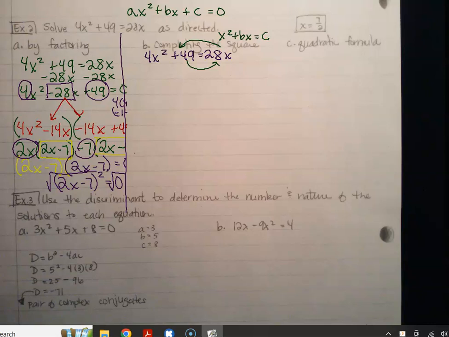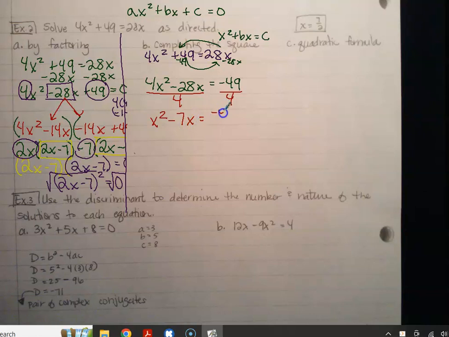All right, so let's swap some numbers around. So we're going to have 4x squared, because we'd have to subtract 28x, so minus 28x, and we'd have to subtract 49, so equals negative 49. Then we can't have the 4 here, so we're going to have to divide everything by 4. So this is going to leave us with x squared minus 28x divided by 4, which is going to give us 7x, equals negative 49 fourths, because we can't really simplify that at all.